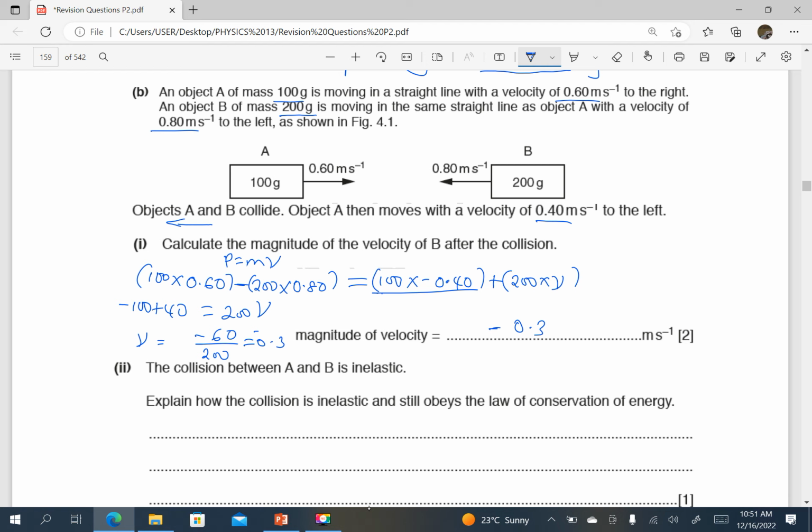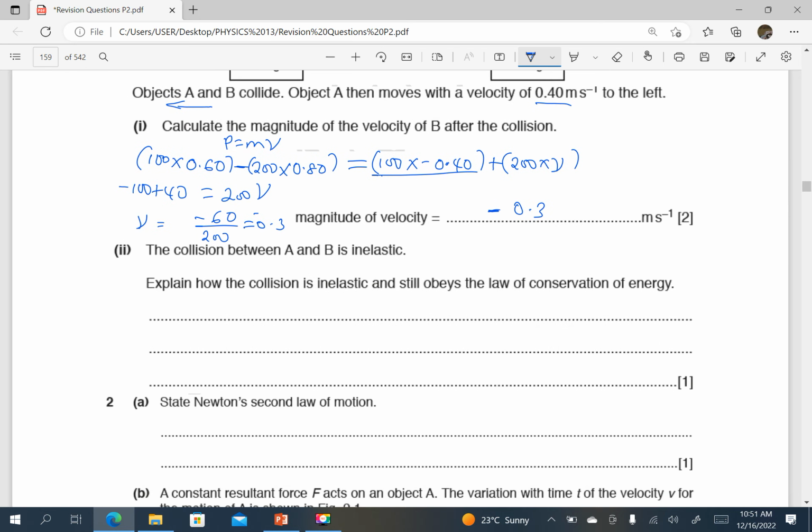It is negative 0.3. Of course, the negative simply means that B also moves to the left. That's what the minus here is showing, because velocities to the right have been assigned positive, velocities to the left assigned negative. The collision between A and B is inelastic. Explain how the collision is inelastic and still obeys the law of conservation of energy.